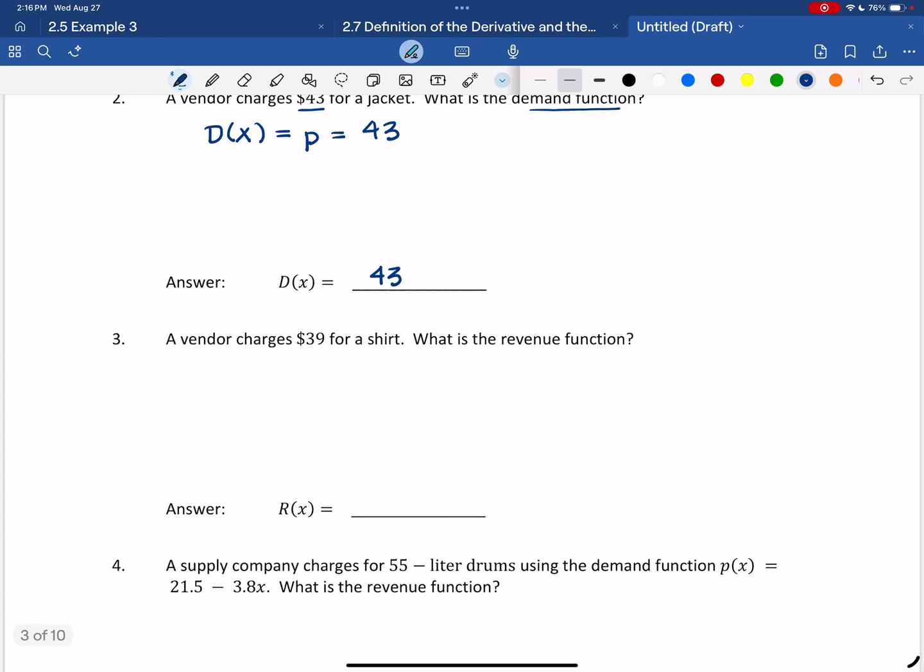Number 3, a vendor charges $39 for a shirt. What is the revenue function? Now remember, your revenue function, R of X, is your D of X, or your P, times X. Okay, price times quantity. So in this case, it's the price of 39 times the number of units sold, 39X.